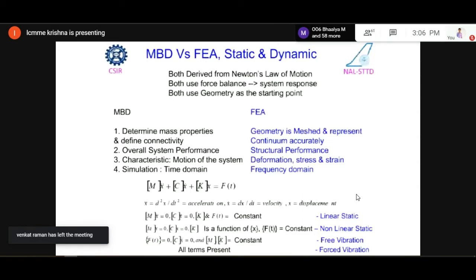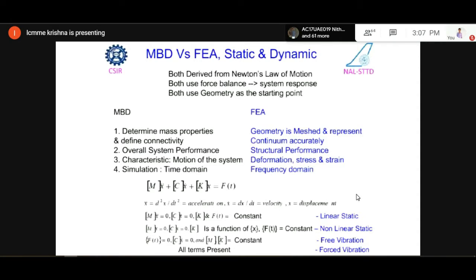So we get Newton's law, m x double dot plus c x dot plus k x equal to f, where x double dot is the acceleration, m is the mass, c is the damping, k is the stiffness, and x is the displacement, is equal to the force. That is what we have derived, only part of it, in the previous slides.